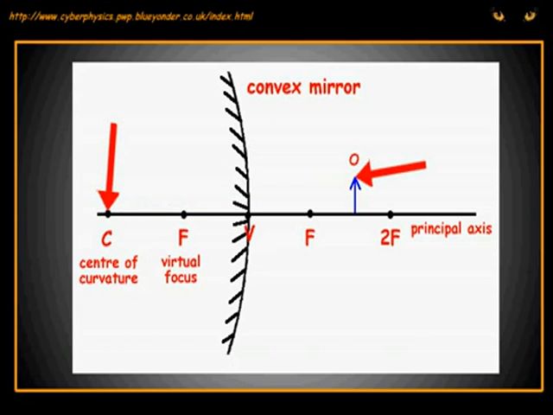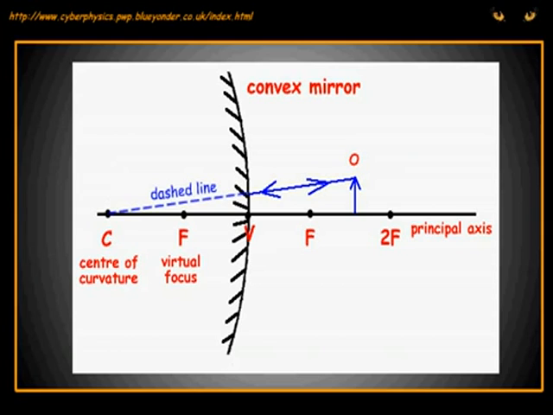Put your ruler on the object point and at C, or 2F, on the far side of the mirror. Draw a dashed line from C to the mirror, and then a solid line to represent the ray that gets reflected back along its own path.